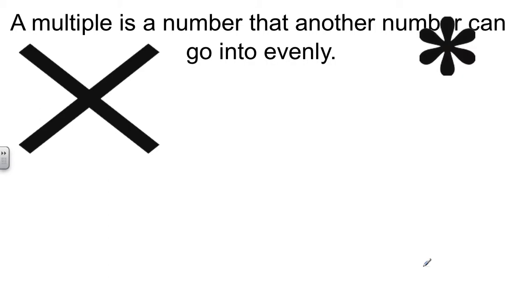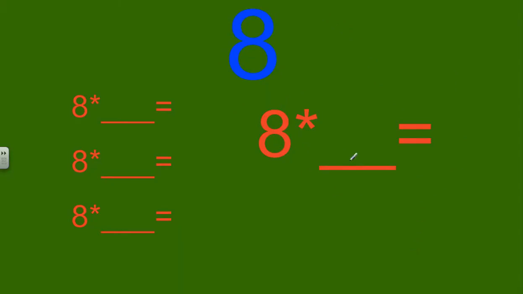So the next thing that we're going to learn is a multiple. A multiple is a number that another number can go into evenly. For example, 8. Let's find the first 3 multiples of 8. In order to find a multiple, we just do 8 times blank equals blank. So we can start out at 1, and 8 times 1 equals 8. 8 times 2 equals 16. And 8 times 3 equals 24.